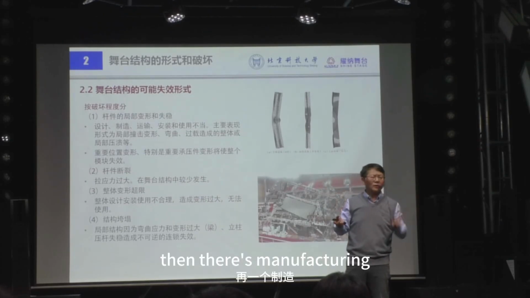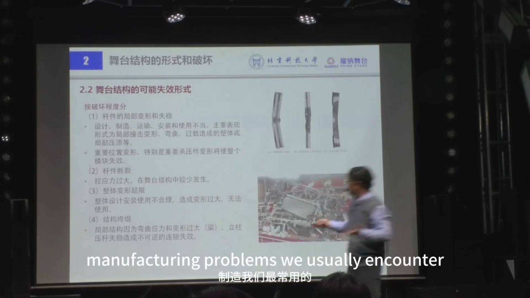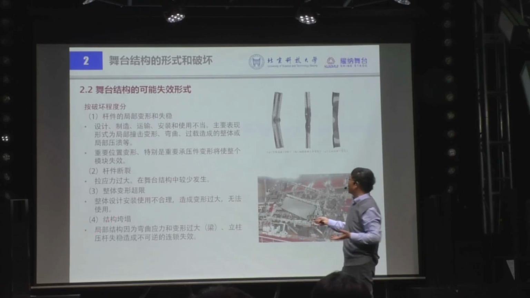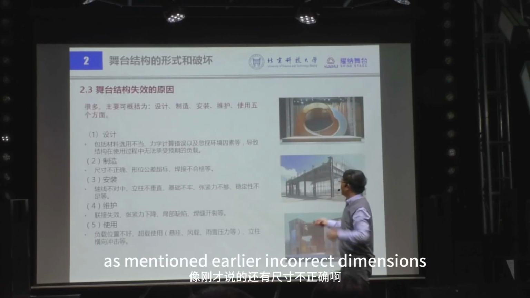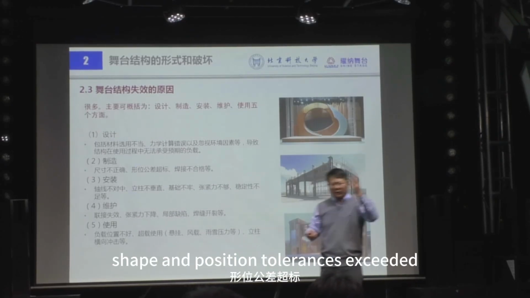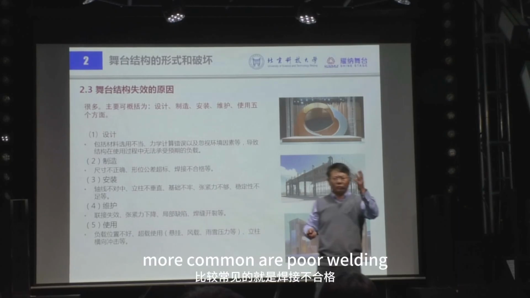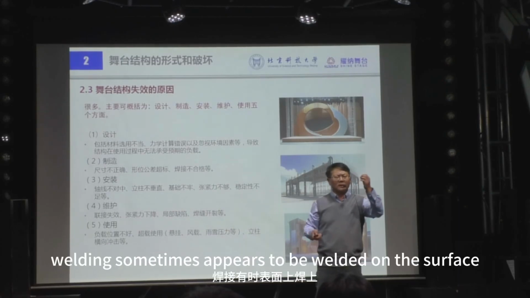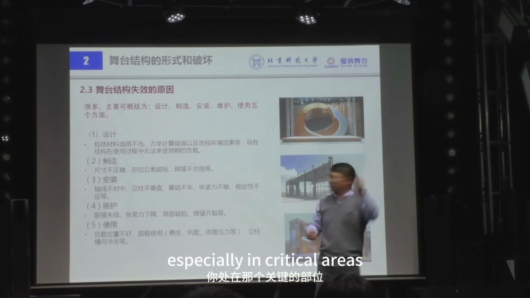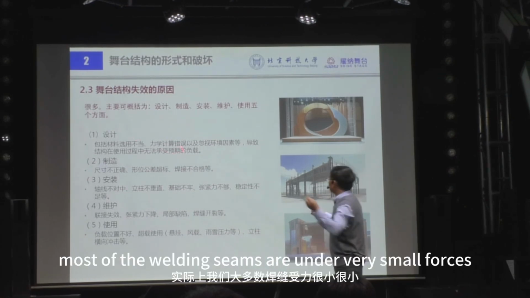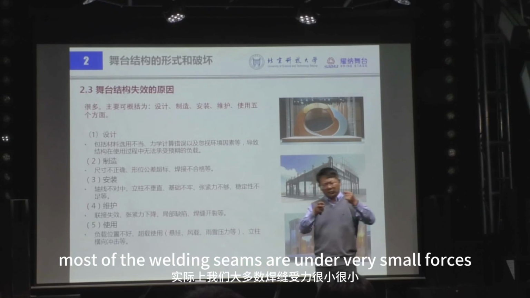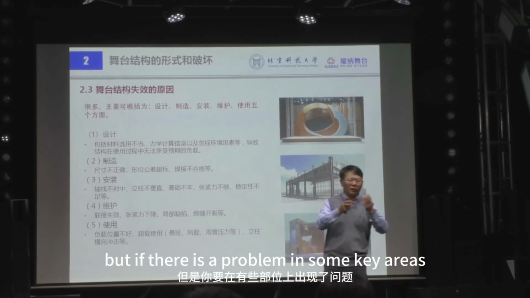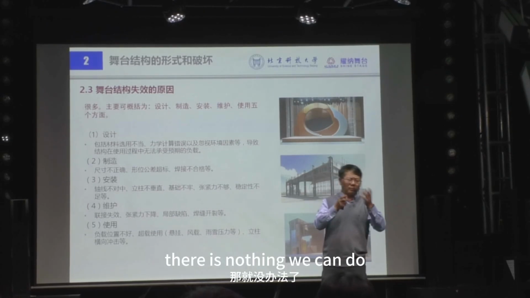Then there's manufacturing. Manufacturing problems we usually encounter, as mentioned earlier, incorrect dimensions, shape and position tolerances exceeded. This is less common. More common is poor welding. Welding sometimes appears to be welded on the surface, but not welded inside, especially in critical areas. Actually, most of the welding seams are under very small forces, but if there's a problem in some key areas, there's nothing we can do.